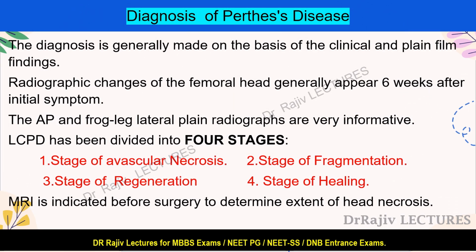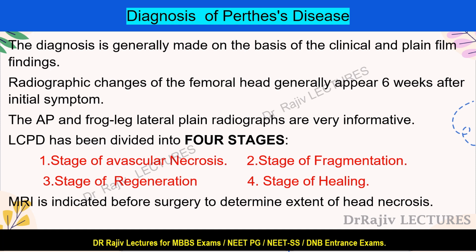The initial diagnosis of Legg-Calvé-Perthes can be difficult unless a high degree of suspicion is maintained. Symptoms may be present on average 6 weeks before the diagnosis is made. The period between onset of symptoms and diagnosis may be longer if the pain is mild, or the patient presents late, or the clinician is not alert. The diagnosis is generally made on the basis of the clinical and plain film findings.